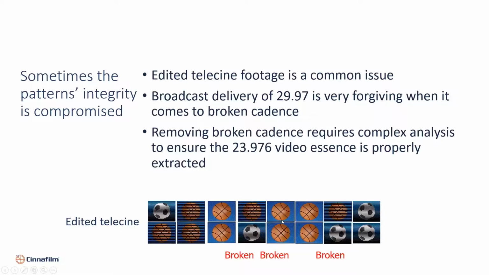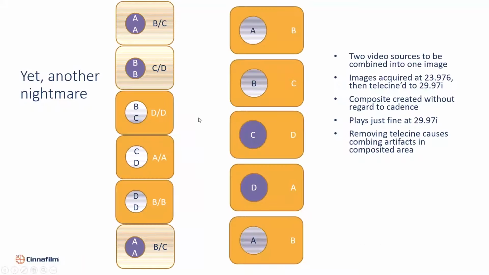And when you look at the vast majority of episodic television that is shot at 23976 that had telecine applied, you have these broken telecine patterns absolutely everywhere. It's not an anomaly. It is the norm to have that. And the other thing is that you can get more extreme.